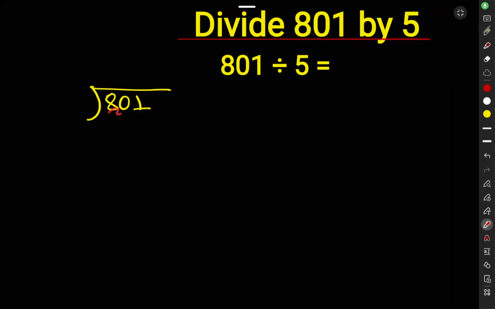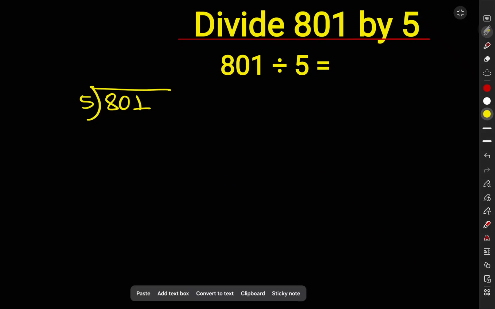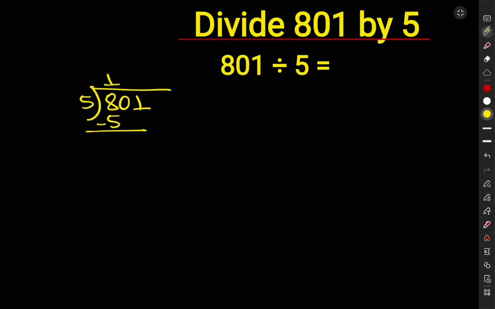Here we divide 801 by 5 in a long division method. 5 times 1 is 5. On subtracting we get 3.